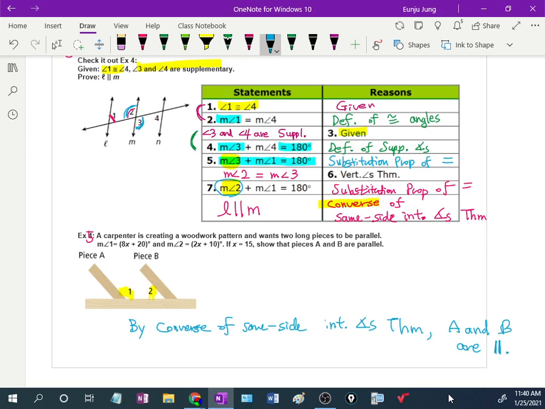So I need to show all the numbers, right? To show that, I need to say those numbers are making 180 degrees. So let's calculate. So let's plug in 15. What's the number? 15 times 8 plus 20. And next step, let's plug the number in and then add them. That's 30 and 40, right? Is it 160? I'm sorry, 140?